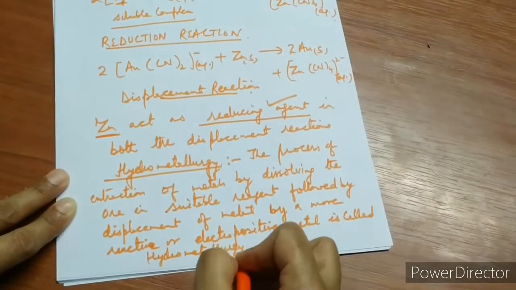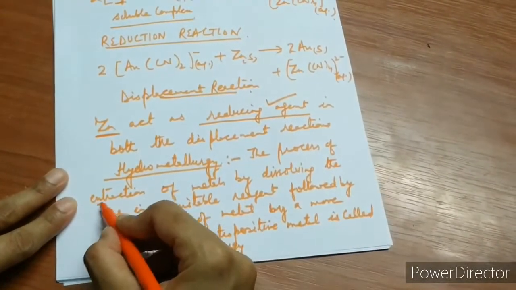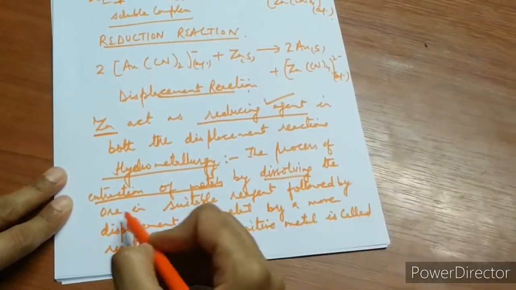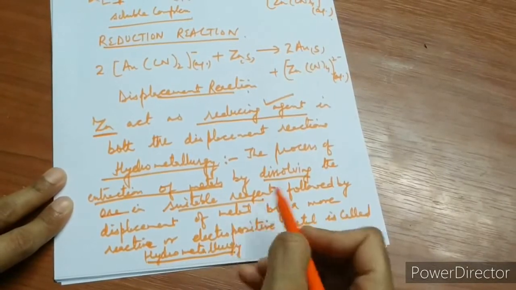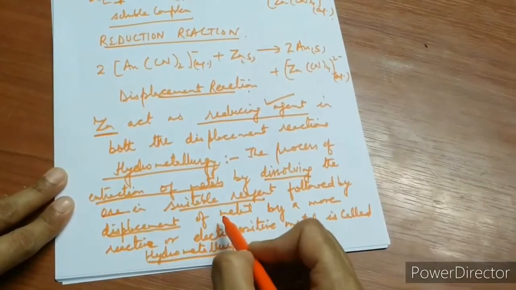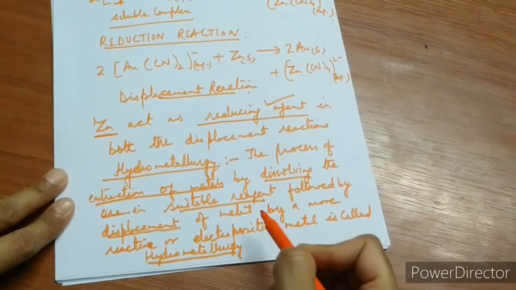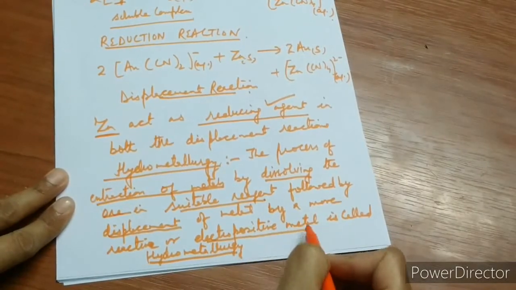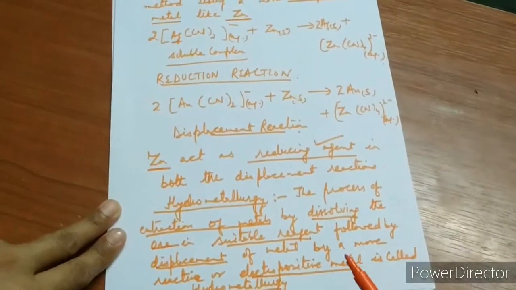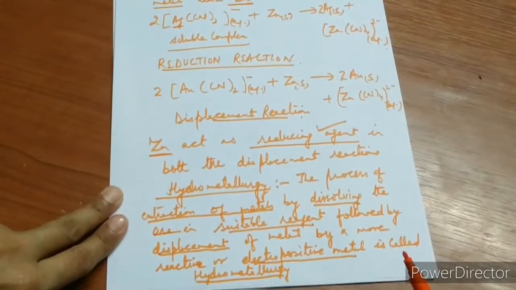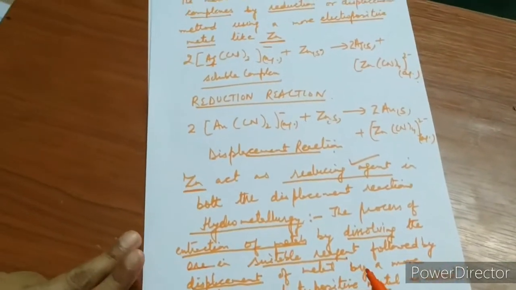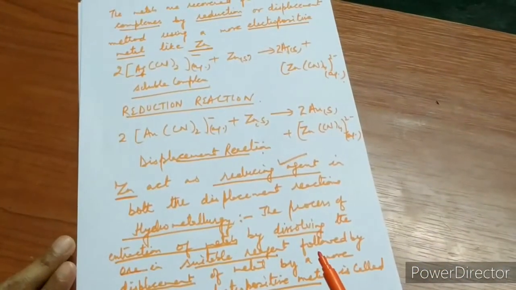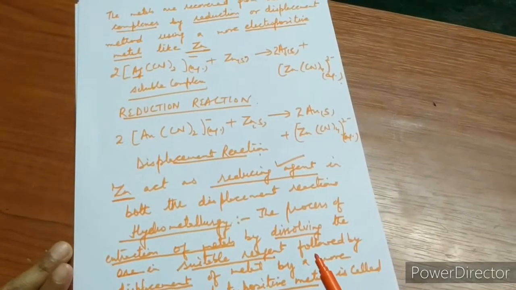So what is hydrometallurgy? The process of extraction of metals like silver and gold by dissolving the ore in suitable reagent. Then we have to follow the displacement, which is called reduction of the metal, and then we have to do the reduction of metal by suitable electropositive metal like that of zinc we have used here. It is called hydrometallurgy. So we have discussed two topics here: extraction of non-metals by oxidation and extraction of metals by both oxidation and reduction. So thank you.